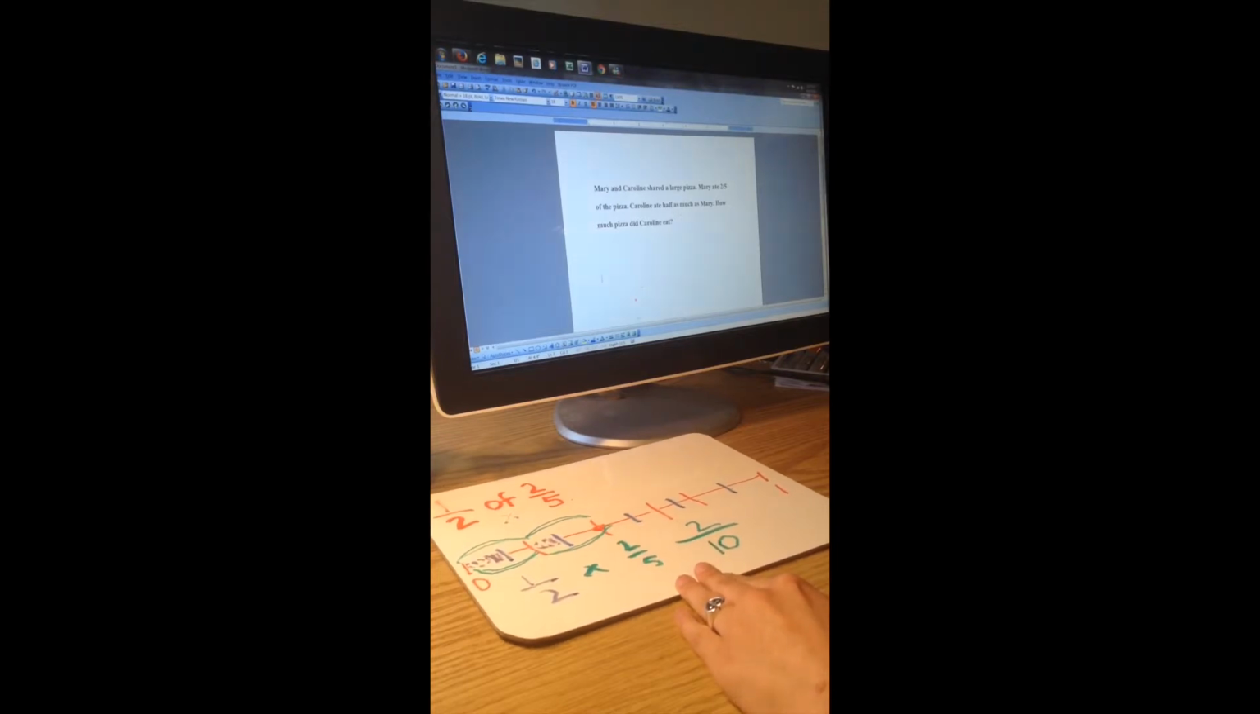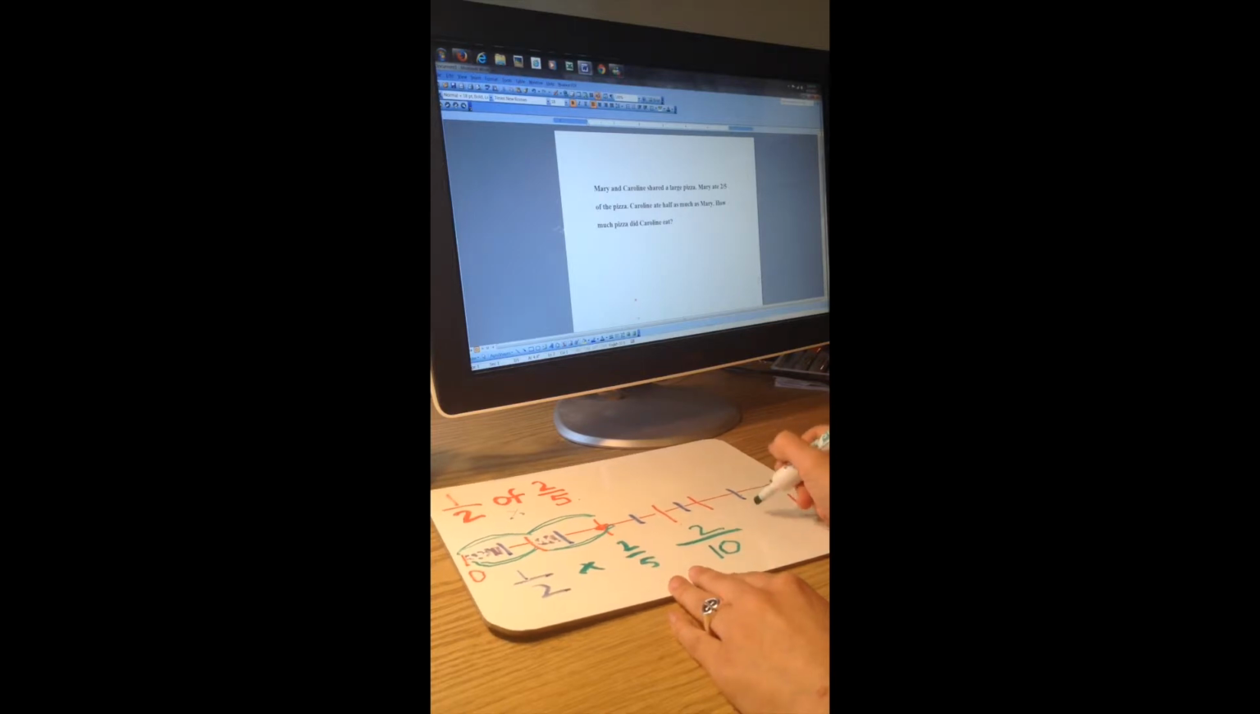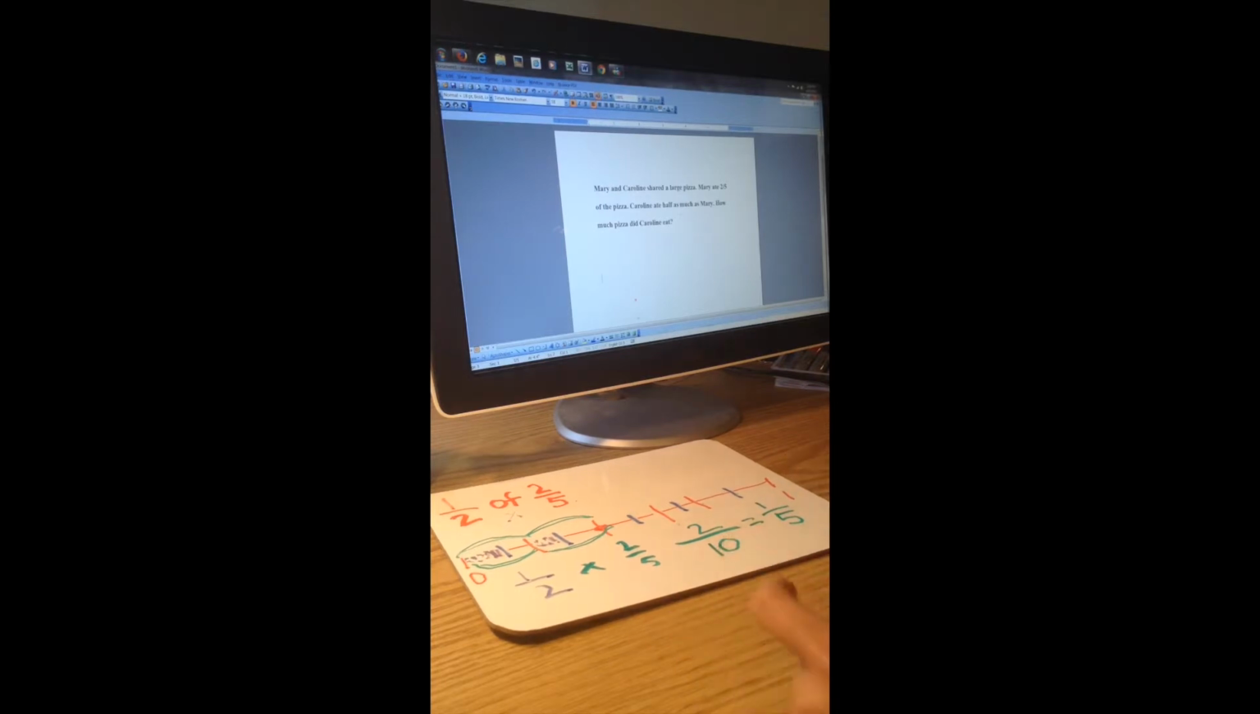Then we have to make sure that our fraction that we come up with is reduced in its lowest form. So 2/10 reduced to its lowest form equals 1/5. So how much pizza did Caroline eat? She ate 1/5 of the pizza. This is how we would represent multiplying fractions in a linear model.